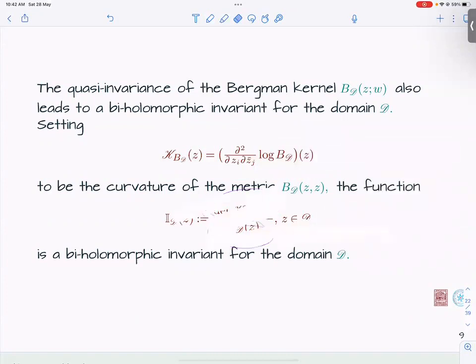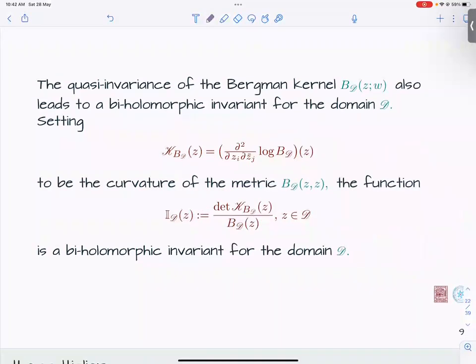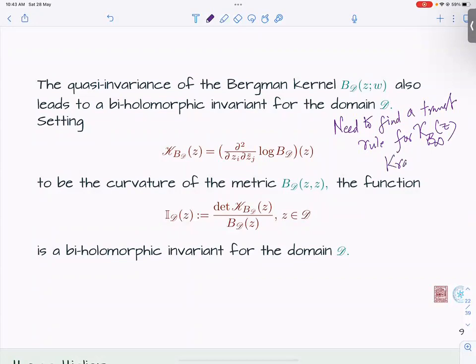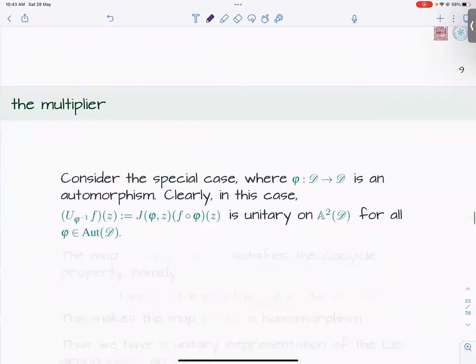That is how. So that means we need to find a transformation rule for the curvature of K_D. Now that's not very hard to do. Again, it's there in many places, including some of the things that you will find in the book of Krantz, it's there in many places. But I'll tell you what happens.